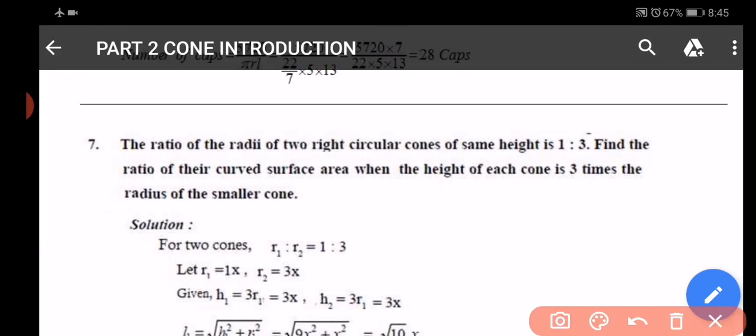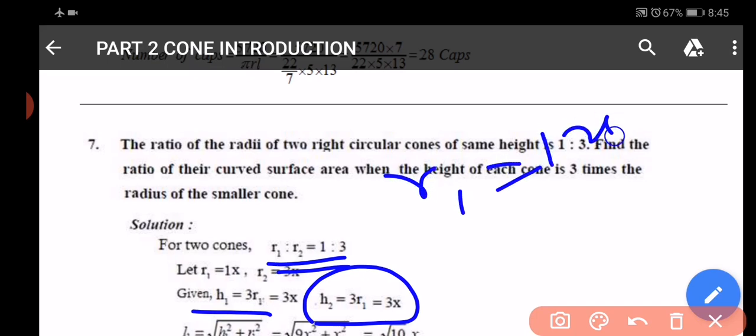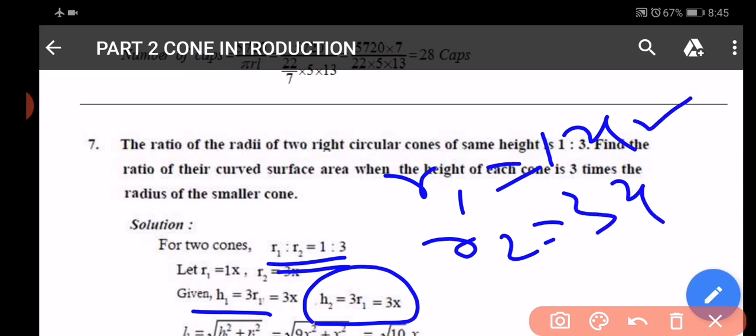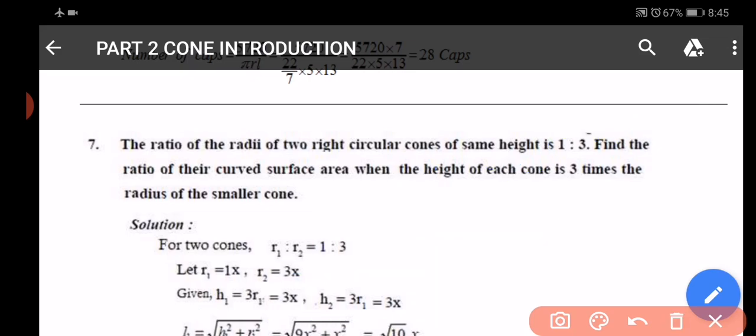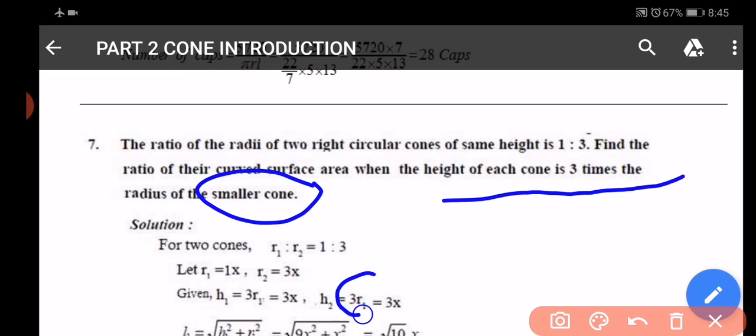So here you may have one doubt. h1 is equal to 3 into r1. Then why is h2 equal to 3 into r1? Because in the ratio, r1 is 1x, r2 is 3x. So which radius is smaller? r1 is smaller. In the sum, the height of each cone is 3 times the radius of the smaller cone. So we use h1 equal to 3 into r1 and h2 also 3 into r1 because r1 is the smaller cone.